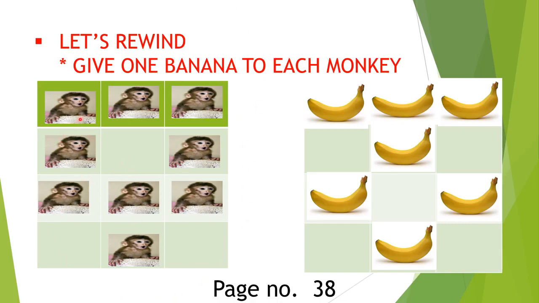Now we will count 1, 2, 3, 4, 5, 6, 7, 8 and 9. 9 monkeys in this picture. And second, we will count all bananas in this column. Now we will count all bananas in this picture. 1, 2, 3, 4, 5, 6, 7. 7 bananas in this picture. We will count again. 1, 2, 3, 4, 5, 6, 7. 7 bananas in this picture.